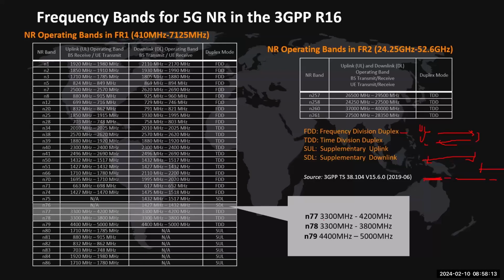Just to give you an overview, these are the other frequencies that we used before with 2G, 3G. We're actually using FDD in the legacy generations like 2G and 3G.